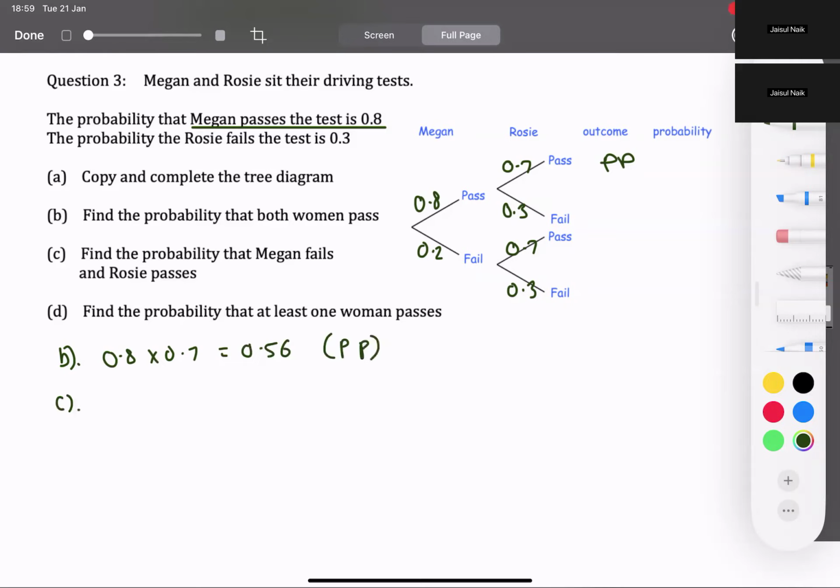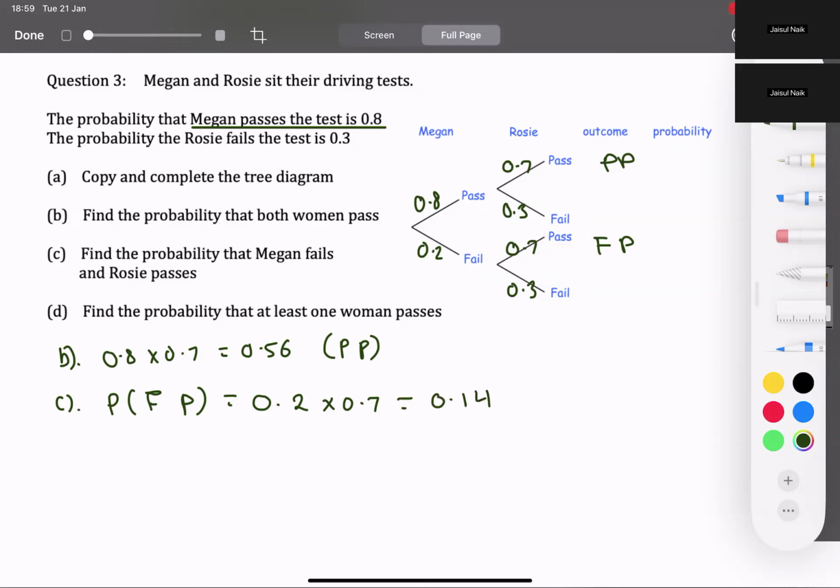For part C, the probability of Megan failing and Rosie passing is specifically this third one here, which is 0.2 times 0.7. 0.2 is the chance of Megan failing, and 0.7 is the chance of Rosie passing. So that's 0.14.